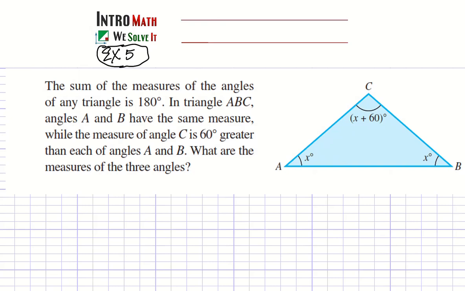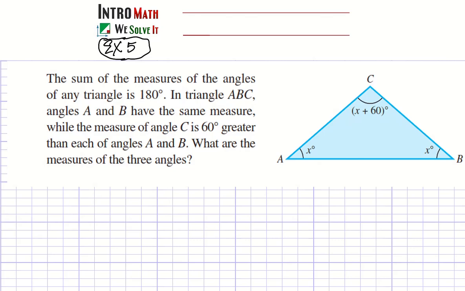Okay, so in this situation, three things are being compared: angle C, angle A, and angle B. They say angles A and B are equal, and angle C is 60 degrees greater than each. See, they put the equation there for us, x plus 60. So it's kind of a giveaway. This one is a simple one.